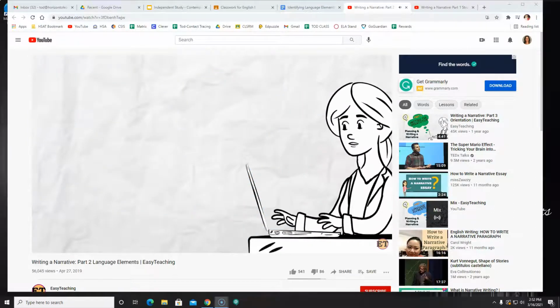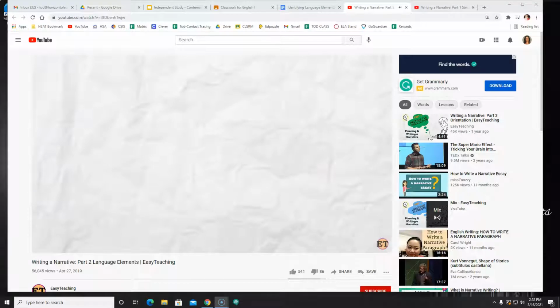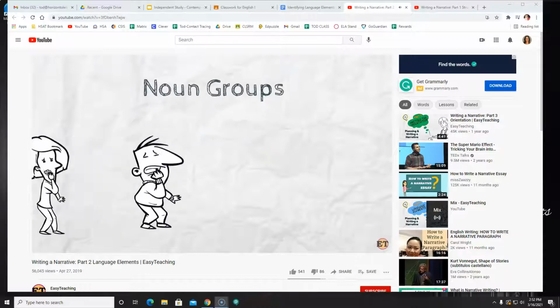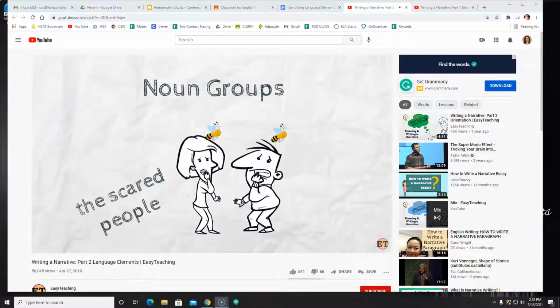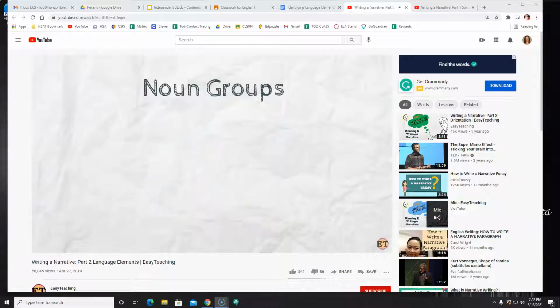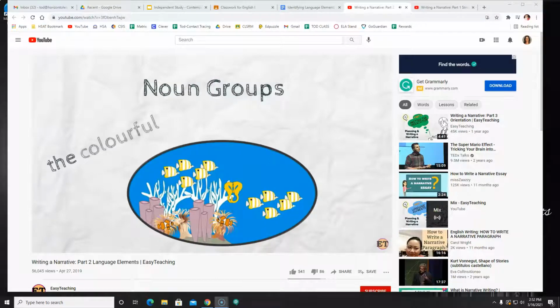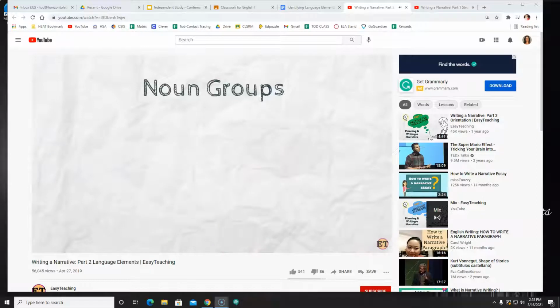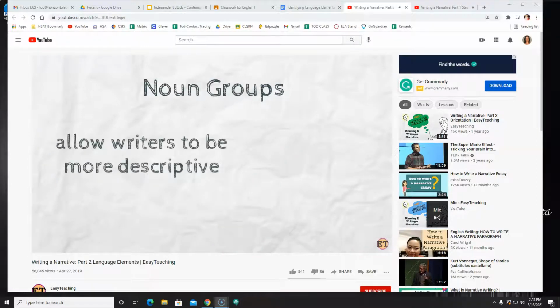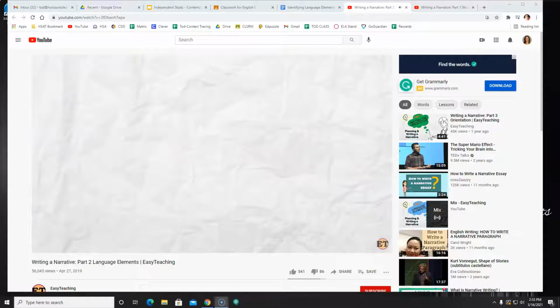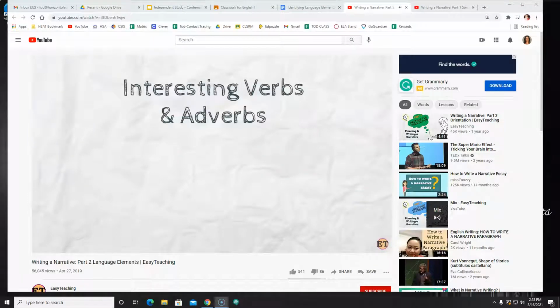One way that a writer can do this is by using a combination of adjectives and nouns to form noun groups. For example, the scared people, a towering skyscraper, the colourful fish, sharp coral. Noun groups allow the writer to be more descriptive, and they help the story come to life in the reader's mind.